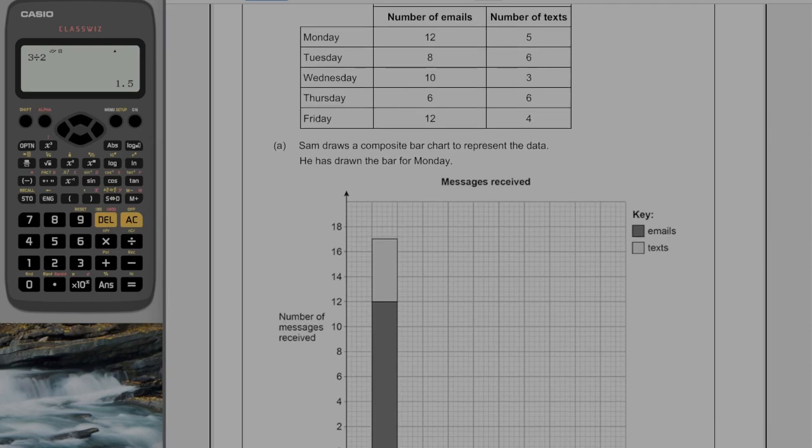So Tuesday we want 8 emails. Let's just check emails is first. So 8 emails. I'm going to put in all the emails first of all. Wednesday is 10. Thursday is 6. Friday is 12. Right, I'll add a touch of shade in here.